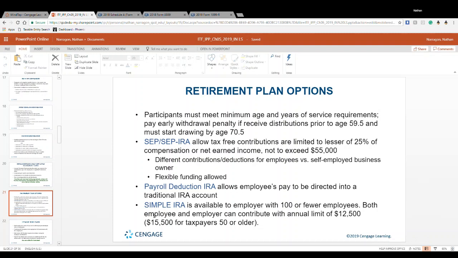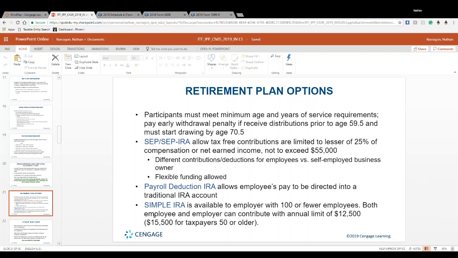It allows tax-free contributions, limited to the lesser of 25% of compensation or net earned income, not to exceed $55,000. So the max you can contribute tax-free is $55,000. There are different contribution deductions for employees versus self-employed business owners. Again, that's a lot of dealing with a financial planner. Flexible funding is allowed.